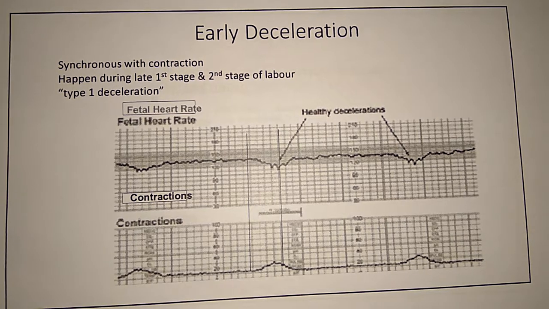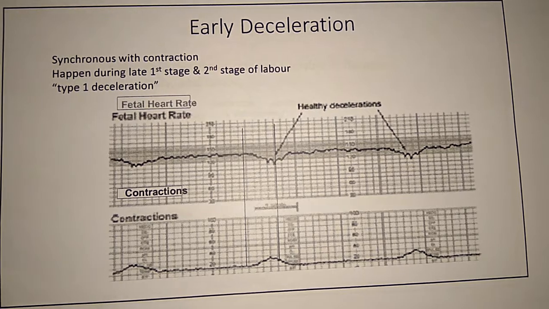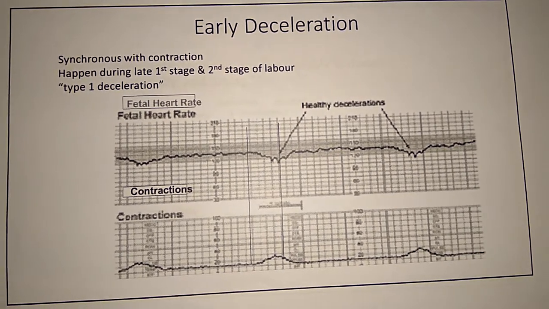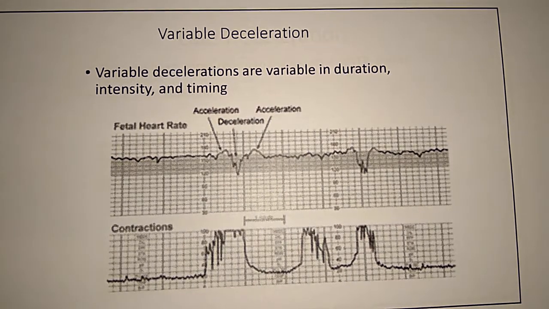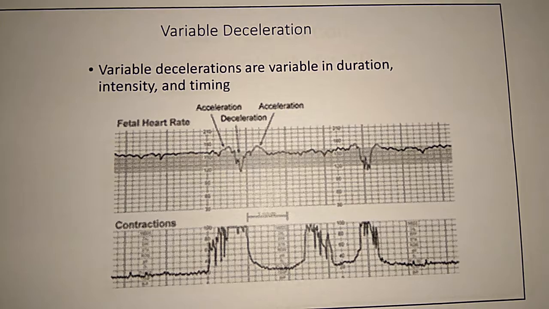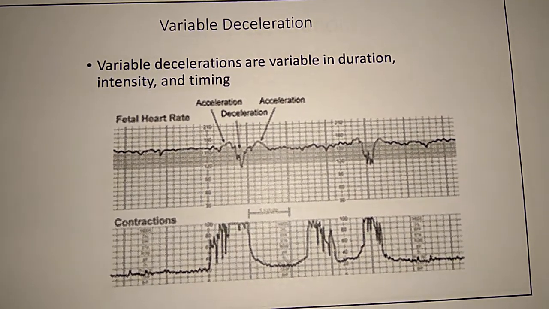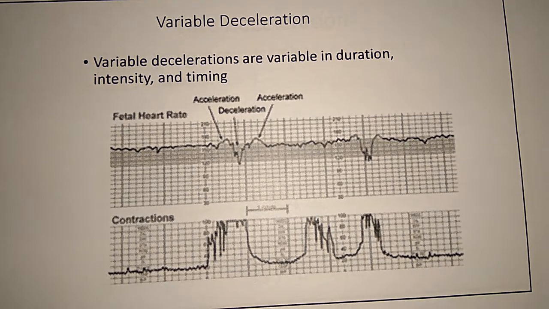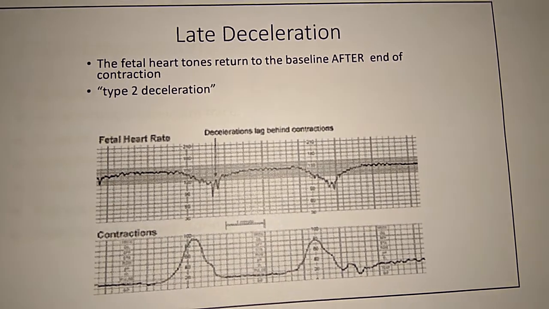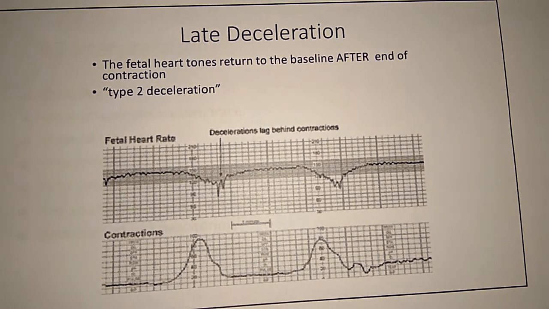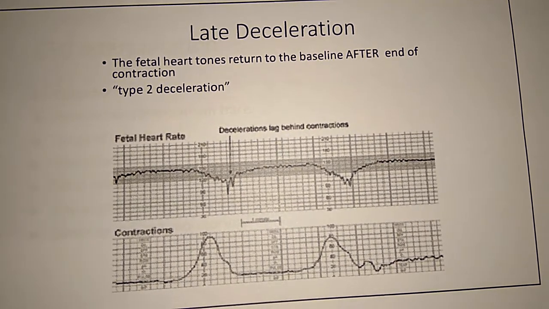This is an example of early deceleration. It's synchronous with contraction. It happens during late first stage and second stage of labor. This is type 1 deceleration. This is type 3 of deceleration, which is variable deceleration. It is variable in duration, intensity, and timing. This is an example of type 2 deceleration, late deceleration. The fetal heart tones return to the baseline after the end of contraction.